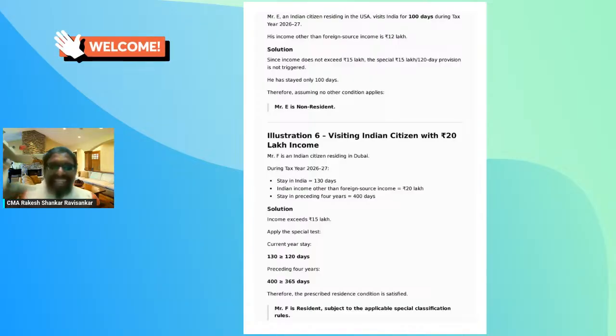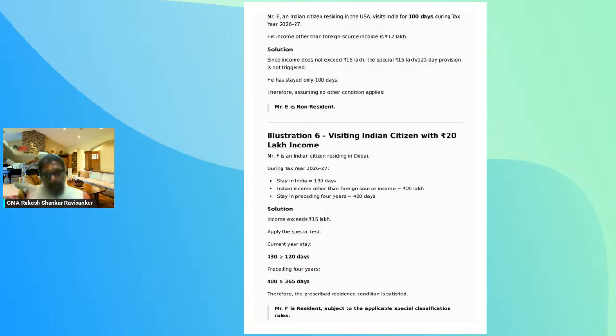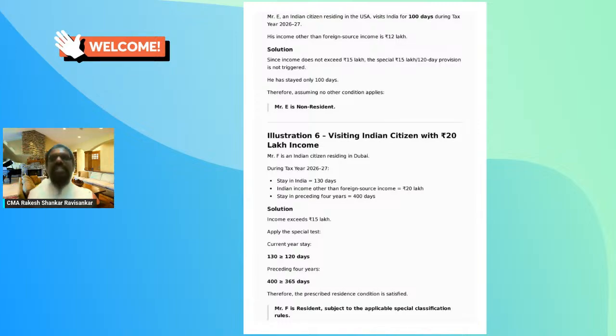First condition, what is getting triggered here? He has got Indian income to the extent of 20 lakhs, which is exceeding the specified limit of 15 lakhs. So now apply the test. When you apply the test, how many days of stay should we check? Whether he has stayed for 120 days or more. He has stayed for 130 days, so that condition is satisfied. In the preceding 4 years, whether he has stayed for 365 days or more, yes, he has stayed exceeding 365 days in the preceding 4 tax years. So Mr. F automatically becomes a resident here.